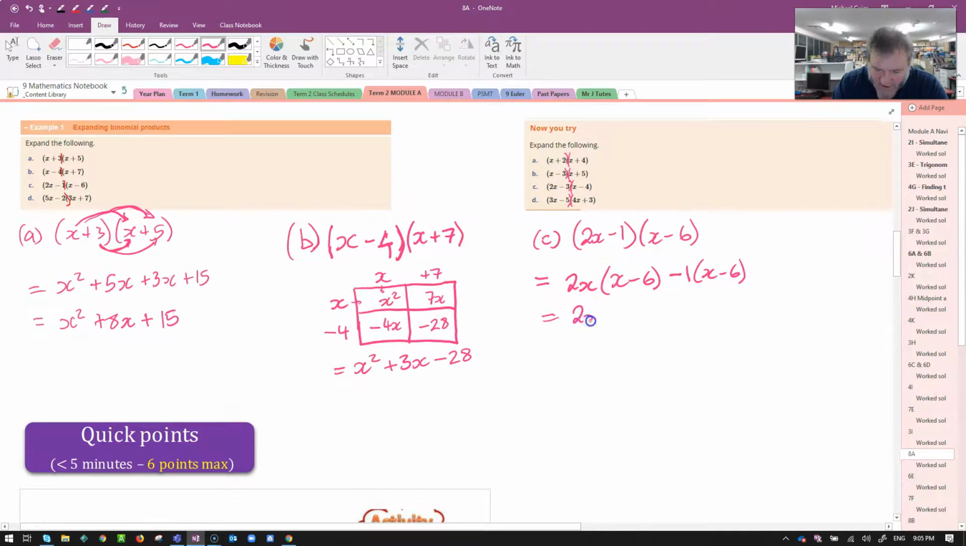2x times x, 2x squared. 2x times negative 6, negative 12x. Negative 1 by x, negative x. Negative 1 times negative 6, negative times negative is a positive, so positive 6. Collect your like terms, 2x squared minus 13x plus 6.